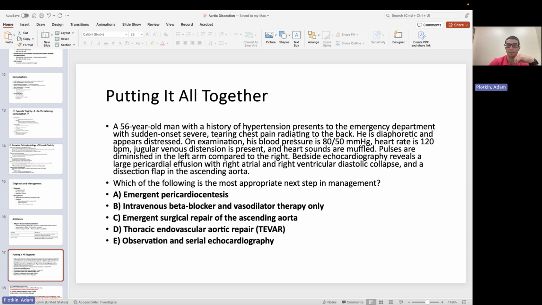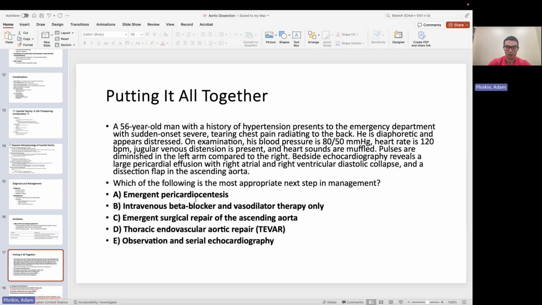We have a 56-year-old man with a history of hypertension who presents to the ED with sudden onset severe tearing chest pain radiating to the back. He's diaphoretic and appears distressed. On exam, his blood pressure is 80/50, heart rate is 120, JVD is present, and heart sounds are muffled. Pulses are diminished in the left arm compared to the right. Bedside echocardiography reveals a large pericardial effusion with right atrial and right ventricular diastolic collapse and a dissection flap in the ascending aorta. Which of the following is the most appropriate management?